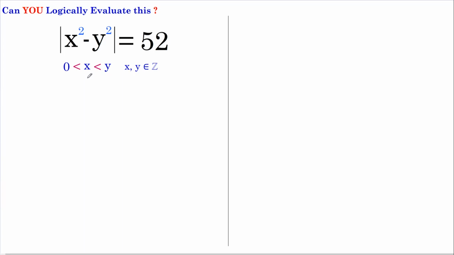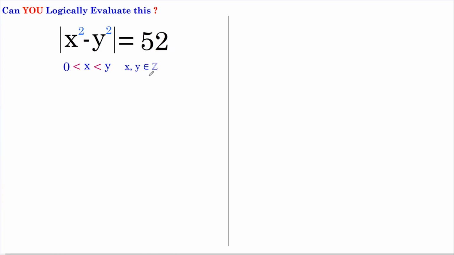Now this down here tells us that x is greater than 0, so it's a positive integer, but it's also less than y. Now if that is the case, when we square x and we take away the square of y, this would definitely be a negative number. So it's definitely going to be negative 52, but because of the parallel bars, its absolute value is going to be 52.